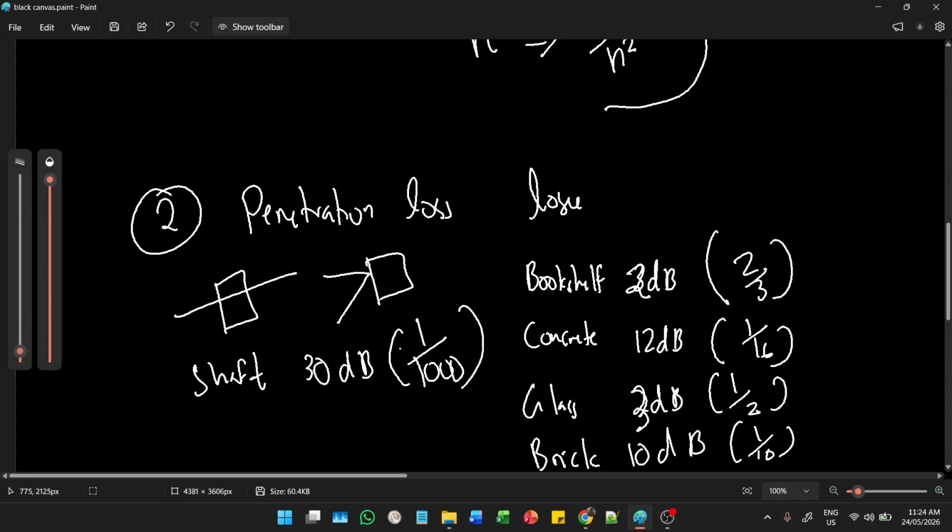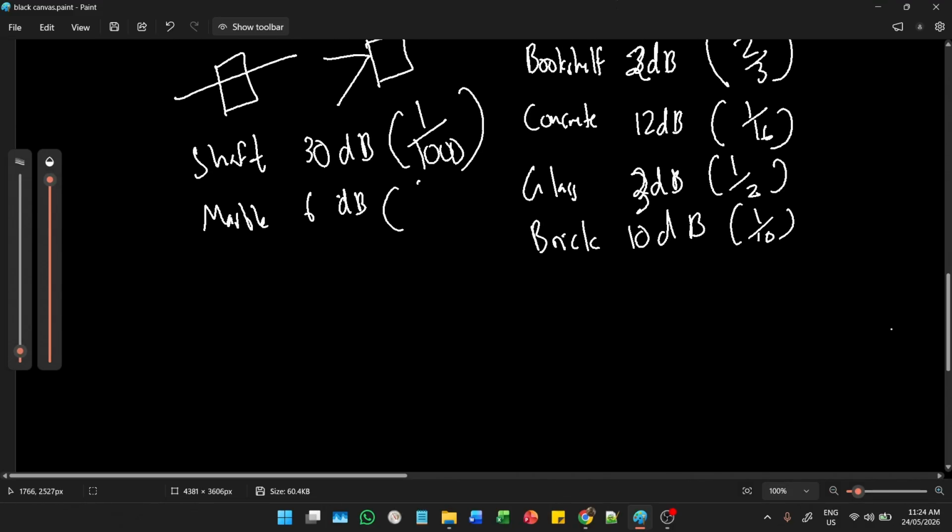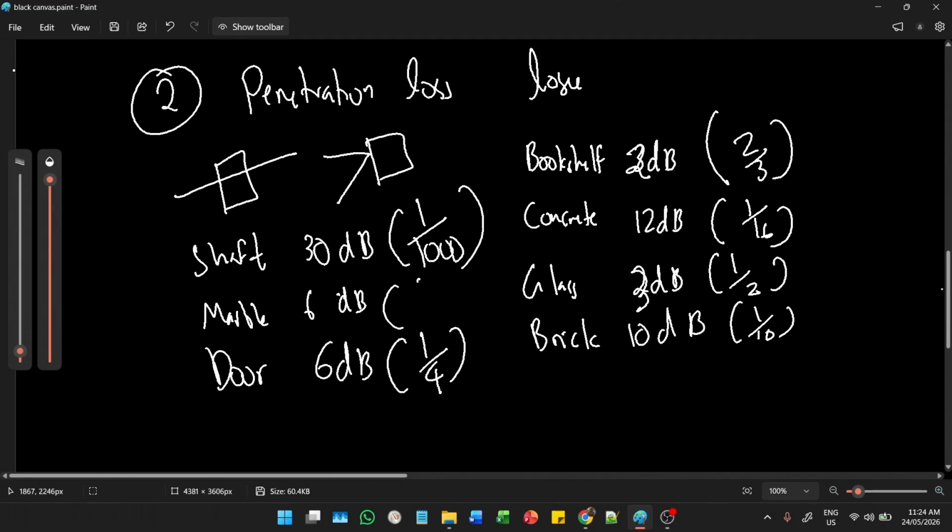And finally, let's go two more. Marble loses 6 decibels; I'm not sure how much it retains. A solid wooden door also loses 6 decibels, and the signal retains 1/4 of its initial signal strength. So this is what penetration loss is.